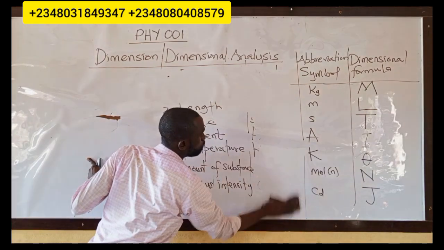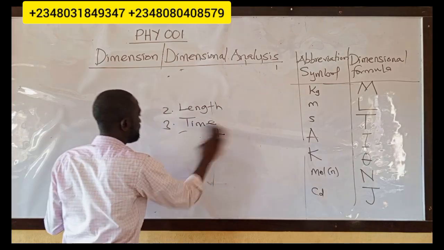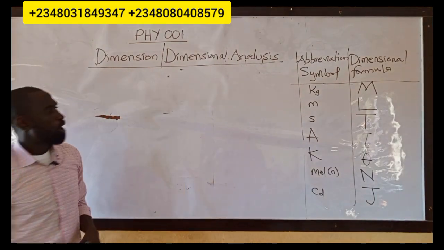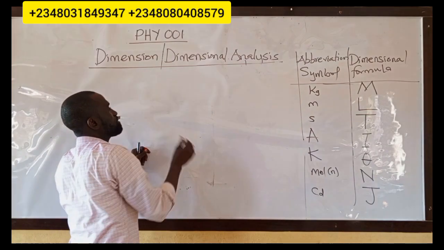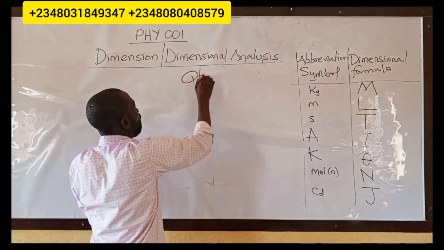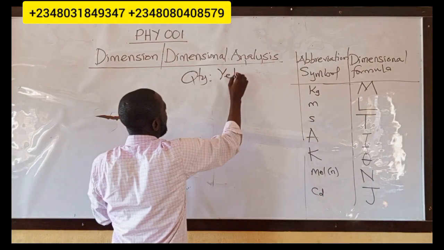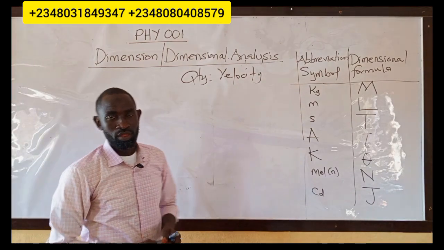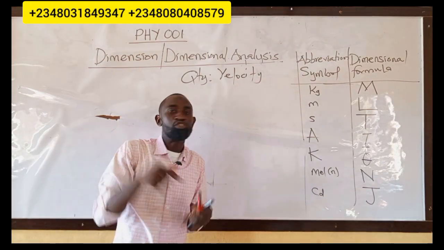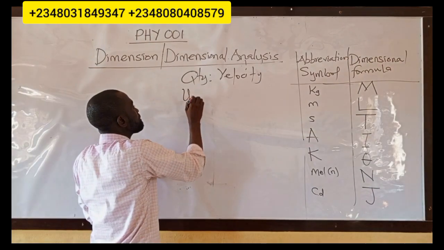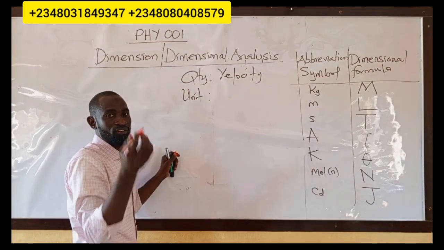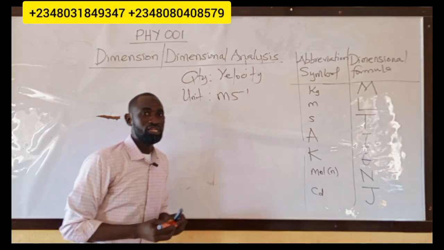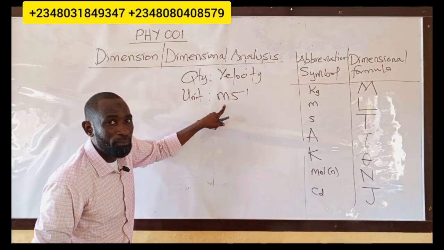So we need this. We won't clean this. Alright, so what is the unit of velocity? The quantity first is velocity. Like I said, if I want to solve a question under dimension, I must know the unit. So I will have to say first, what is the unit of velocity? Velocity is measured in meter per second.